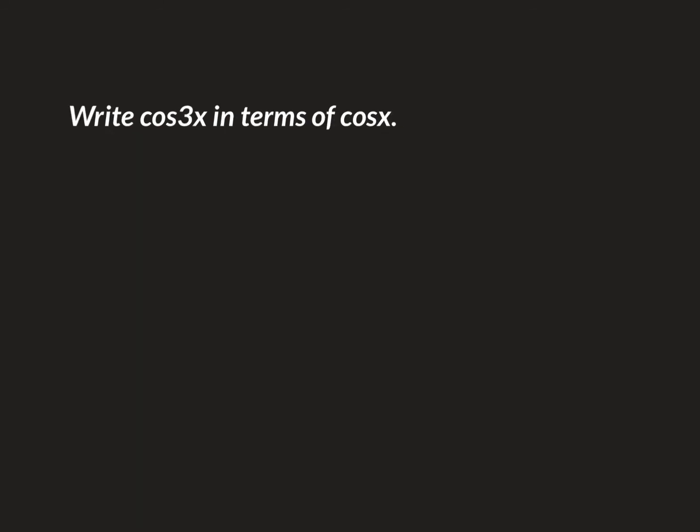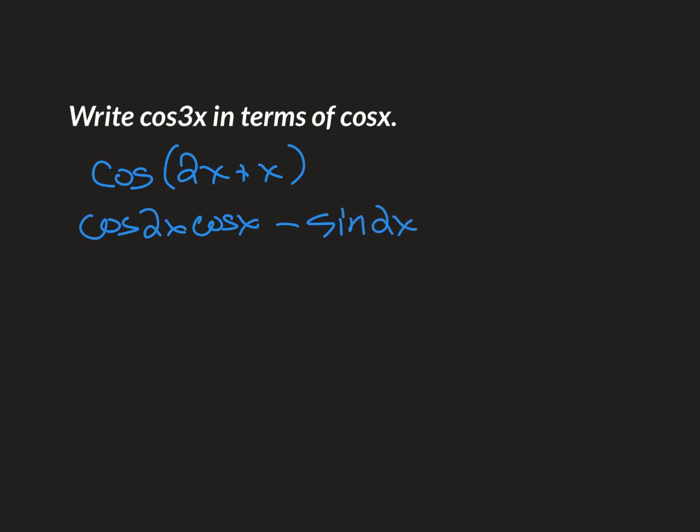Next one says write cosine 3x in terms of just cosine x. Now, to do that, we don't have a formula for cosine 3x, but what I can do is break the 3x down into cosine of 2x plus x. And then I can follow the cosine sum formula that we have, which is cosine times cosine minus sine times sine. All right, which gets me close. I have two x's in there still, and the directions say write in terms of cosine x only.